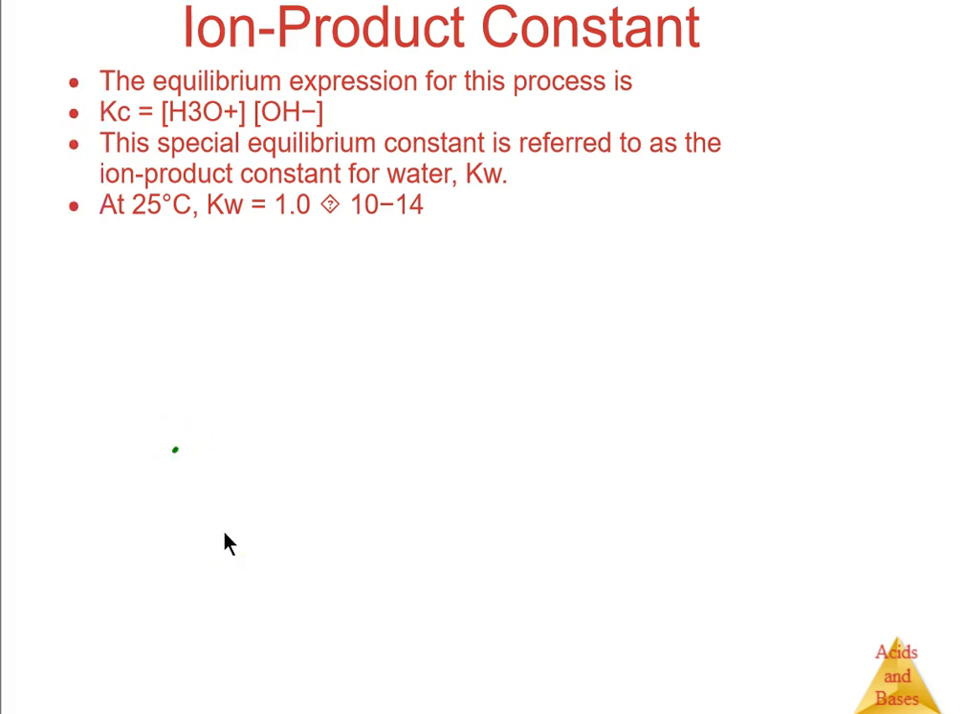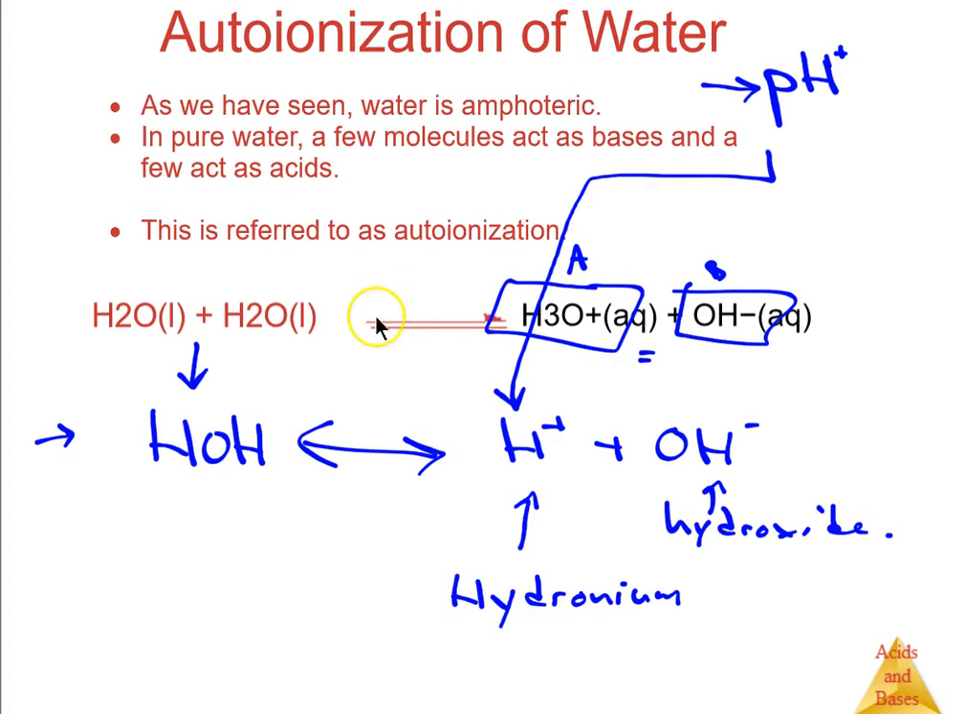So the equilibrium expression for this process would be Kc equals H3O times OH minus. Do you know why the H2O is gone? That's true, but that's not the real reason why. The real reason why is because we don't put solids or liquids in our equilibrium expressions. We just put ions or pressures of gases.